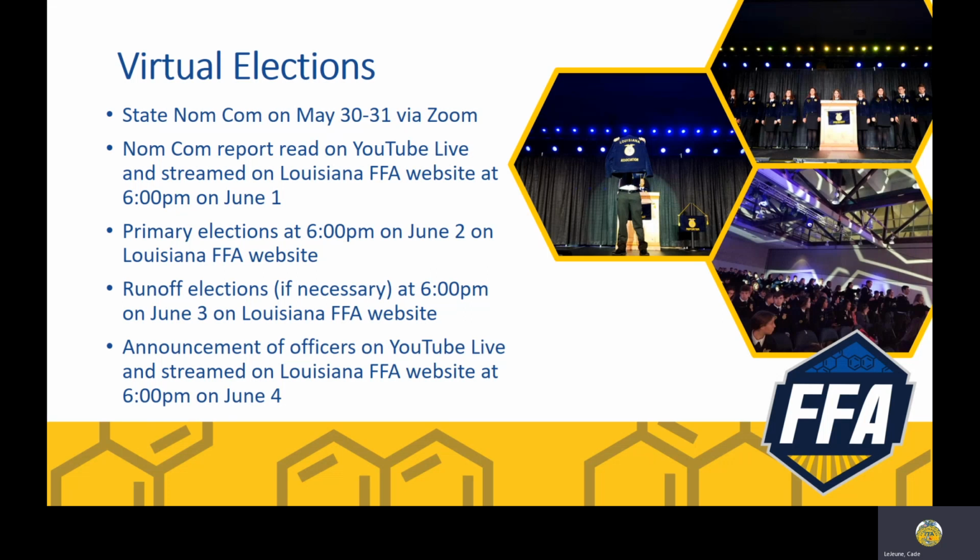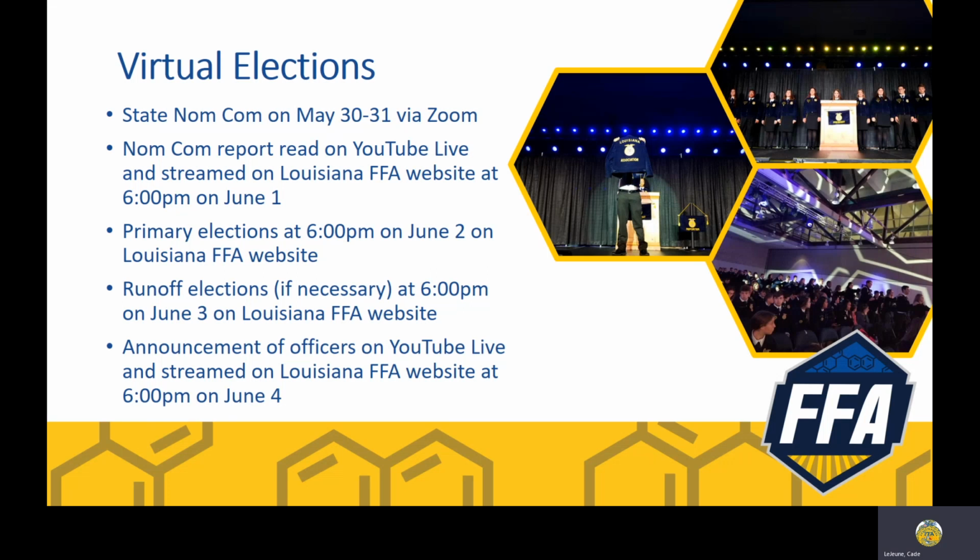Candidates will then be given a set amount of time to email the state president, the state secretary, and myself if they intend on running off of the floor. Just as always, any candidate running off of the floor for state office must have gone through the nominating committee process. We'll get those candidate lists put together for the next day, and then at 6 p.m. on June 2nd, on our state FFA website, on that state officer election page that I showed you, we'll have our first primary election. So the first slate of candidates for each office will be available.